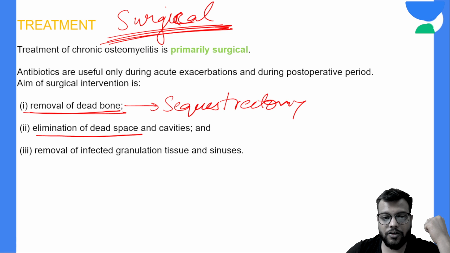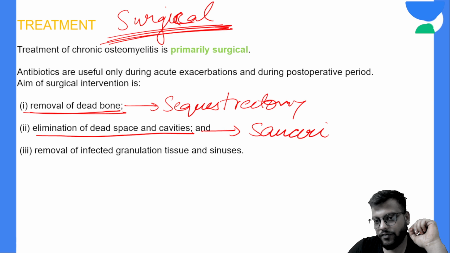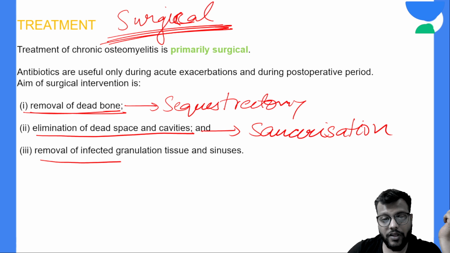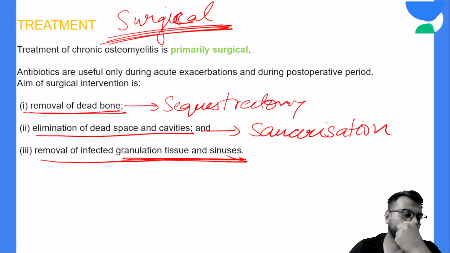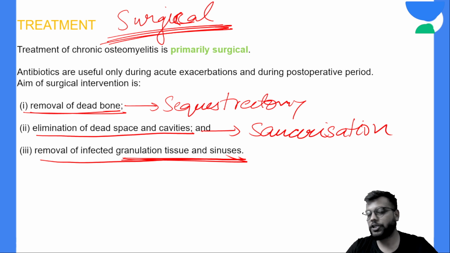Second is elimination of the dead space and cavity, which is called saucerization. We'll discuss what is saucerization. And third is where you can only remove the infected granulation tissues and sinuses only. Okay, you don't dig deep into the bone, you just remove the infected granulation tissue and sinuses. So this is your treatment. Now sequestrectomy, the removal.